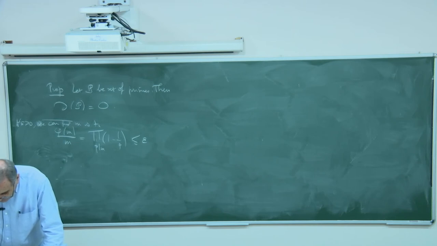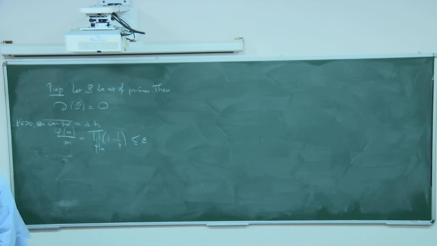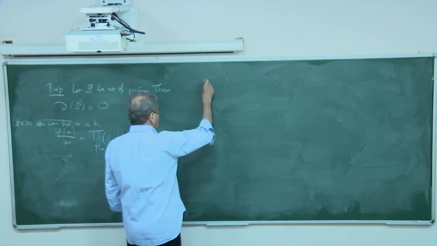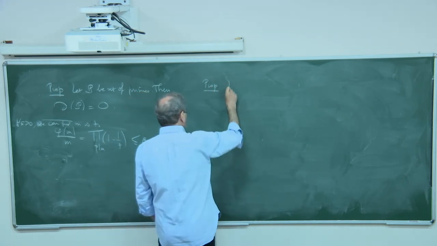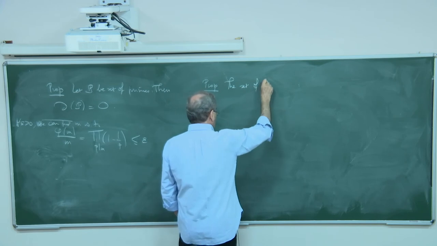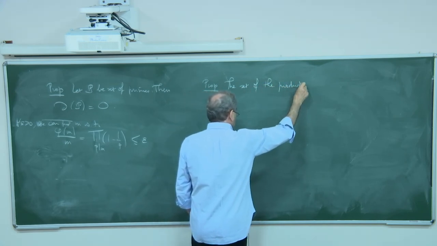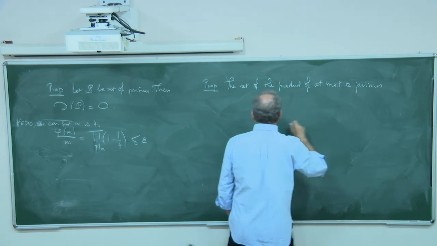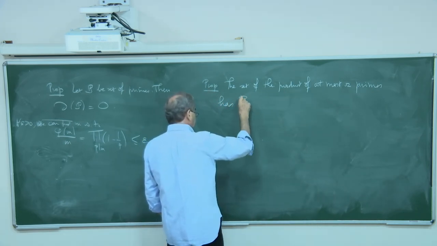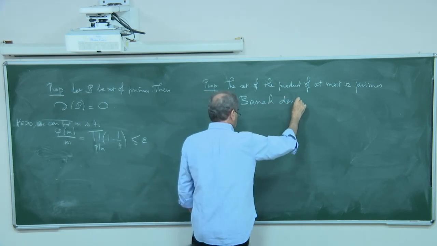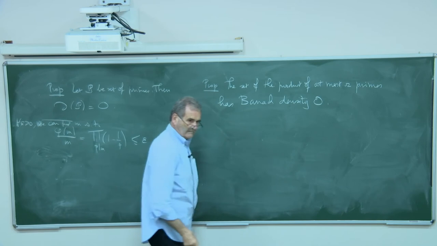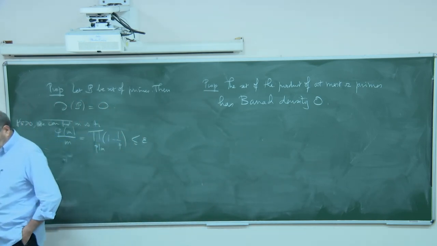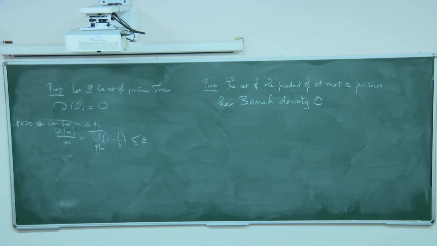Something that will also be of interest for us is the next property. The set of products of at most r primes has Banach density zero. If you take products of two primes, products of three primes, and so on, your Banach density is zero.